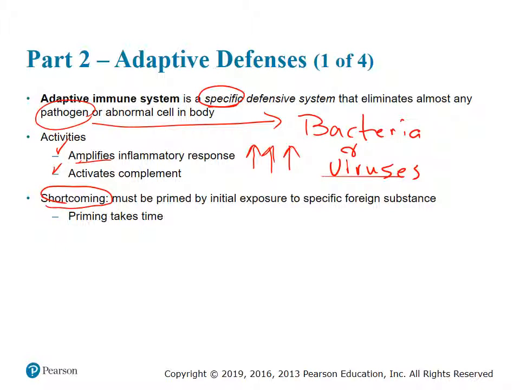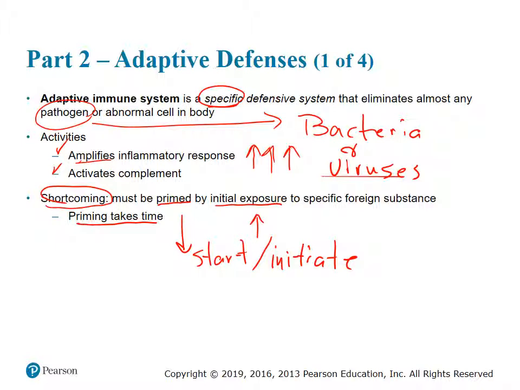When we talk about the adaptive immune system and its shortcomings, one of the biggest is that it has to be primed by an initial exposure. Priming does take time, and that's really its shortcoming. And what do we mean by primed? Another word for prime is to start, or otherwise known as initiate. It has to be initiated, and we initiate it by the initial exposure.